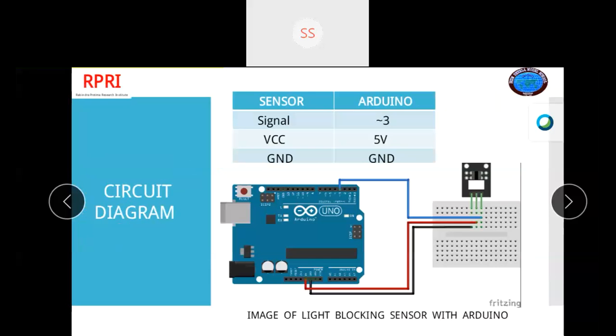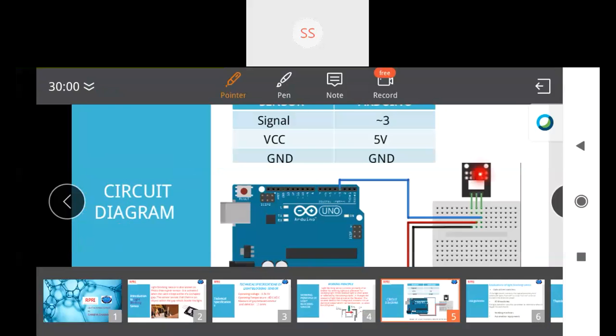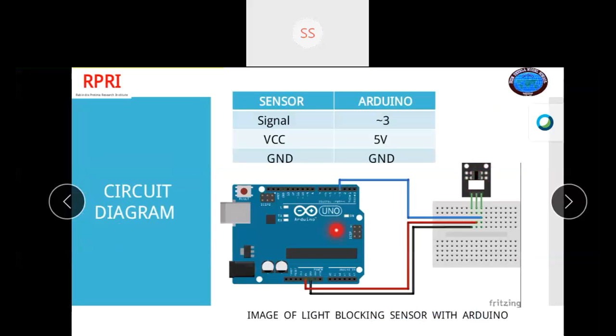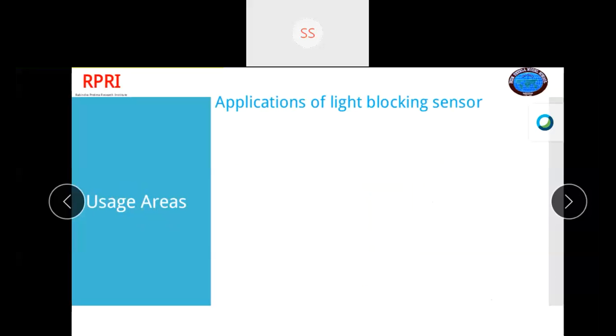So here's the circuit diagram. This sensor is connected to Arduino Uno. There are some pins which are connected in both of them. The signal pin of the sensor is connected to pin 3D of Arduino. VCC of the sensor is connected to 5 volt of Arduino. The ground pin of the sensor is connected to the ground pin of Arduino.